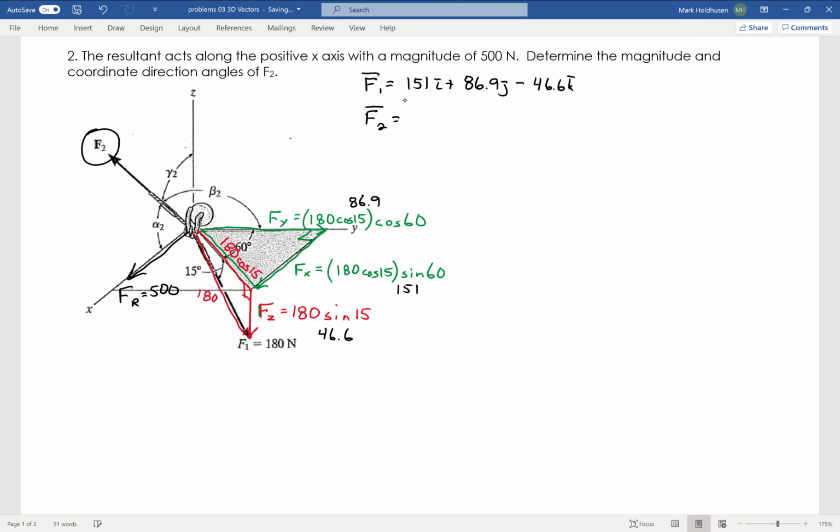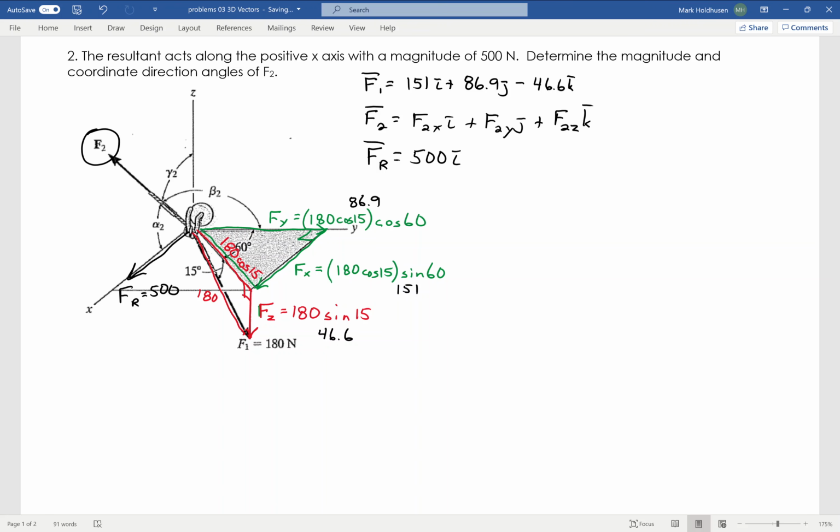Now, F2 is what I'm looking for. I don't know anything about it. So I say F2x i plus F2y j plus F2z k. Those are the three values that I'm going to try to solve for. I know my resultant force is given in the problem statement. It's in the positive x direction, just very simply 500 in the x direction, like so. So now I add up my x's, y's, and z's and set them equal to that resultant force.